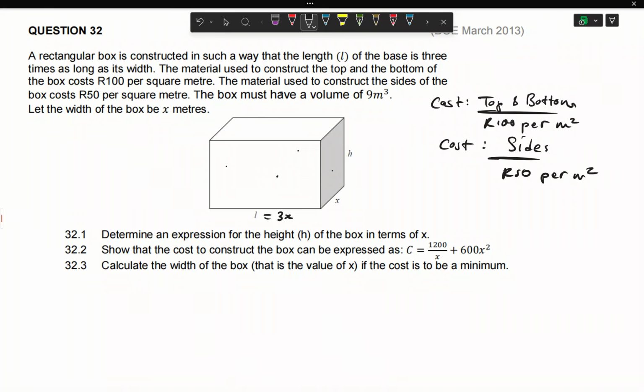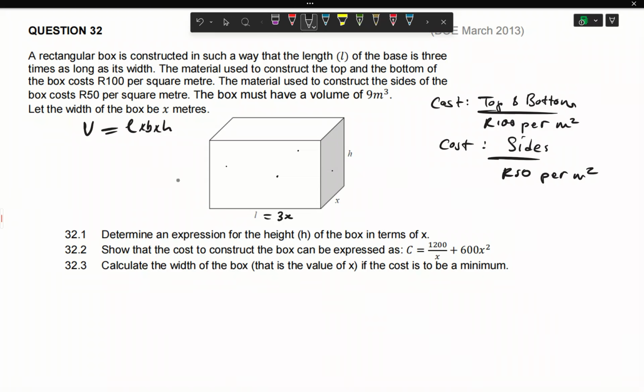So now this is the box. It has a volume of 9 meters cubed. Remember, the volume of any shape is the area of the base, which is length times breadth or width, and then times the height. So now determine an expression for the height of the box.